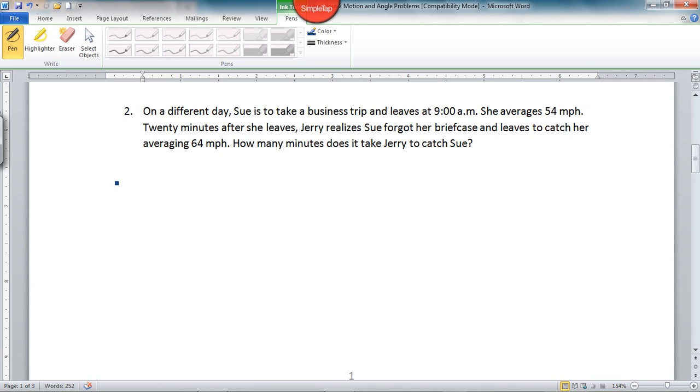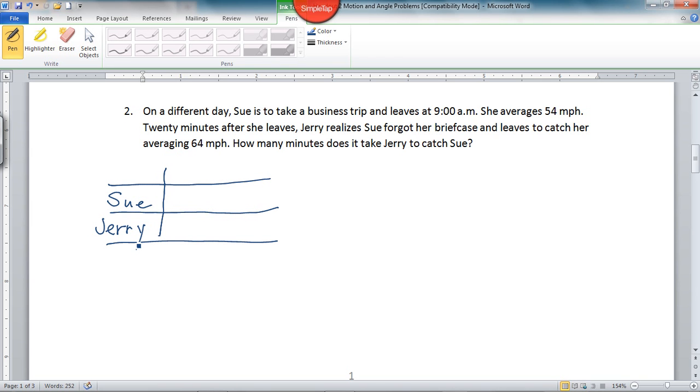All right. Well, we can start this same way as before. Nice little table. All right, so in this case, we've got Sue who leaves first. So let's put her name there first, and then Jerry leaves second. Well, we are going to do the same columns here in our table. Let's call it the RTD table. Rate, time, and distance. That's what we need in this case. All right, so Sue's rate, we do know that's 54. And Jerry's rate, that's 64.